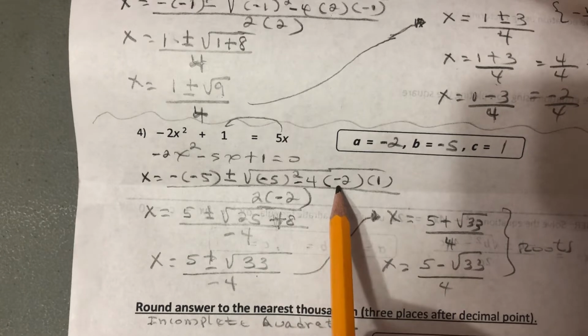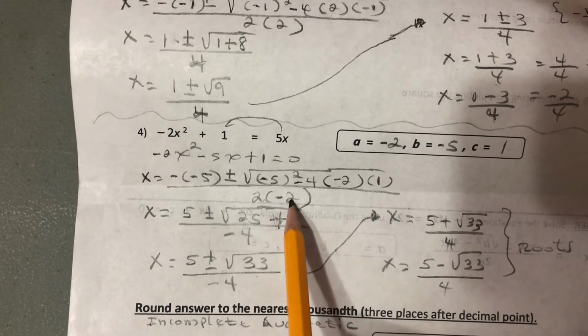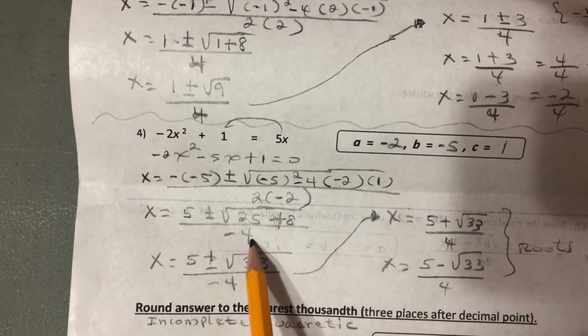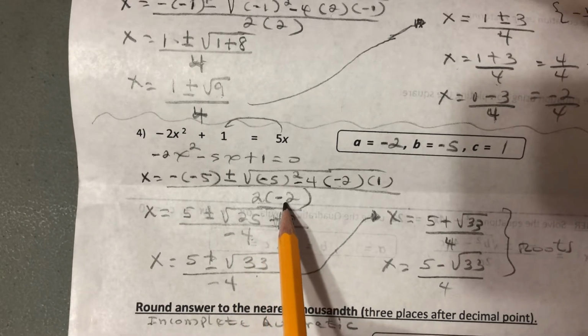4, and you go from there. Negative 4 times negative 2 is positive 8. 8 times 1 is 8. So, same thing. Solve the inside radicals first, right? Because 2 times negative 2 is negative 4. Just to make sure that you don't forget about that.